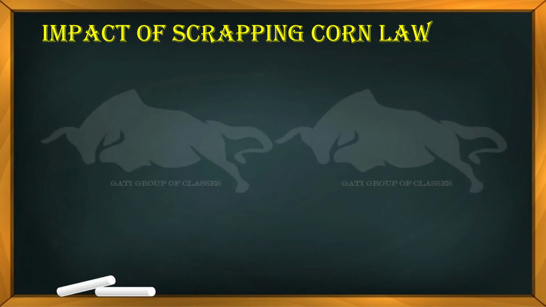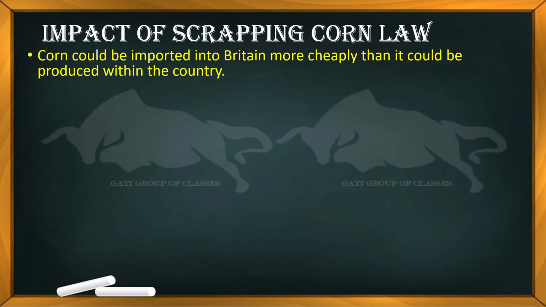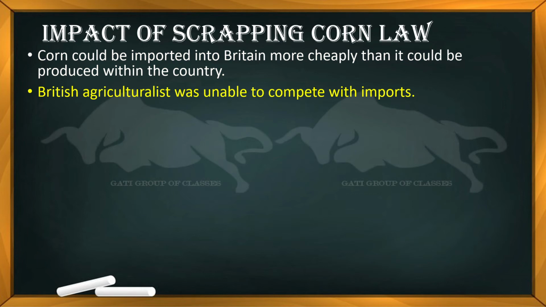Now, what was the impact of scrapping the Corn Laws? First of all, corn could now be imported from other countries. It was cheaper than producing that corn in their own country, so it was better to import from other countries. British agriculturists were unable to compete with imports, because obviously if something is going to be a loss for me, then I will not do that thing.